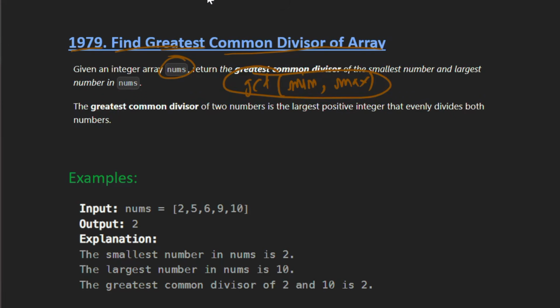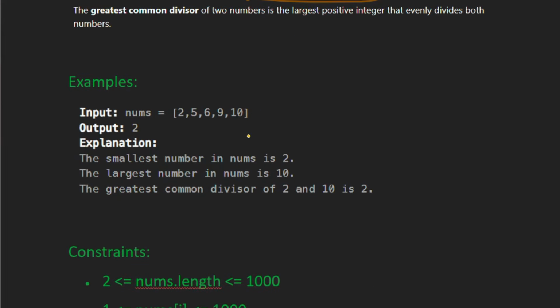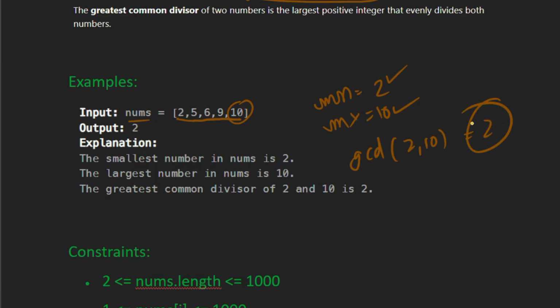Now let's see the examples to get the question more clearly. Here this is our nums array, that is we have elements 2, 5, 6, 9 and 10. Which one is the smallest element? The smallest element is 2, that is our minimum element. And which one is the maximum element? The maximum element is 10. So we get our minimum element and our maximum element. Now we have to find the GCD of minimum and maximum. GCD of 2 and 10 is 2. So that is our answer, right?